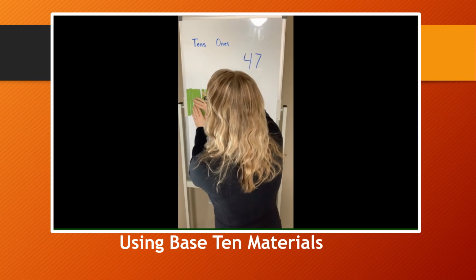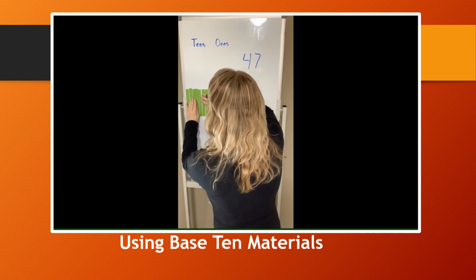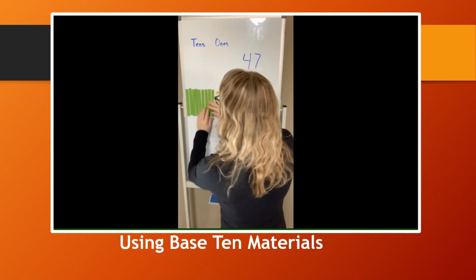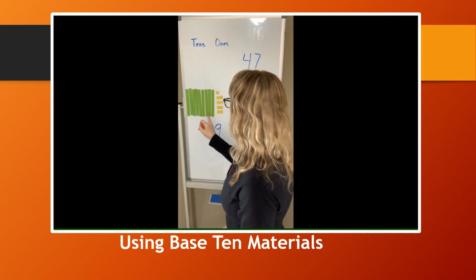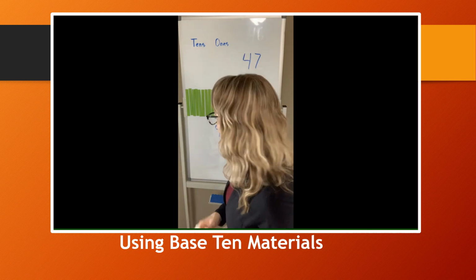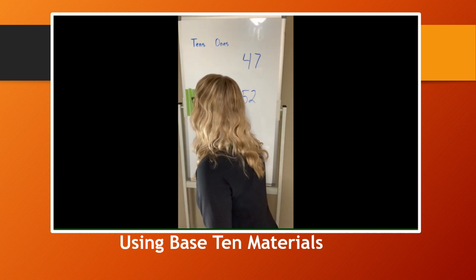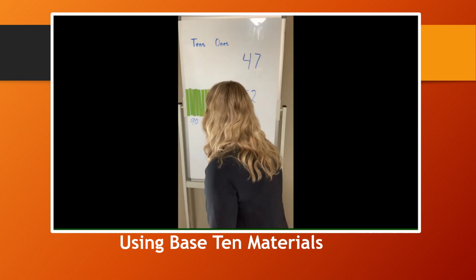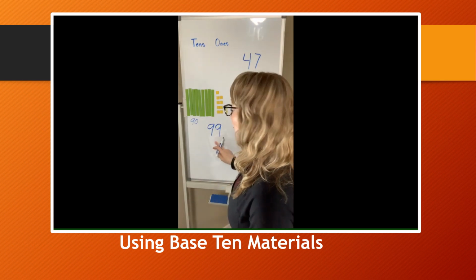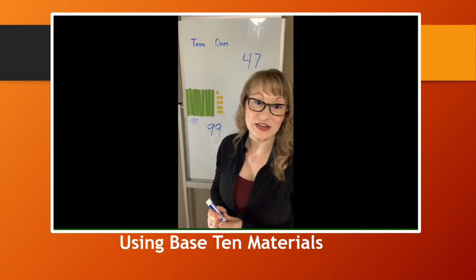Slide those over. Okay, and let's put our skip counting by 10 together. 10, 20, 30, 40, 50, 60, 70, 80, 90. So this is a total of 90, but there are 9. So 9 tens, 9 ones, the total is 99 altogether.